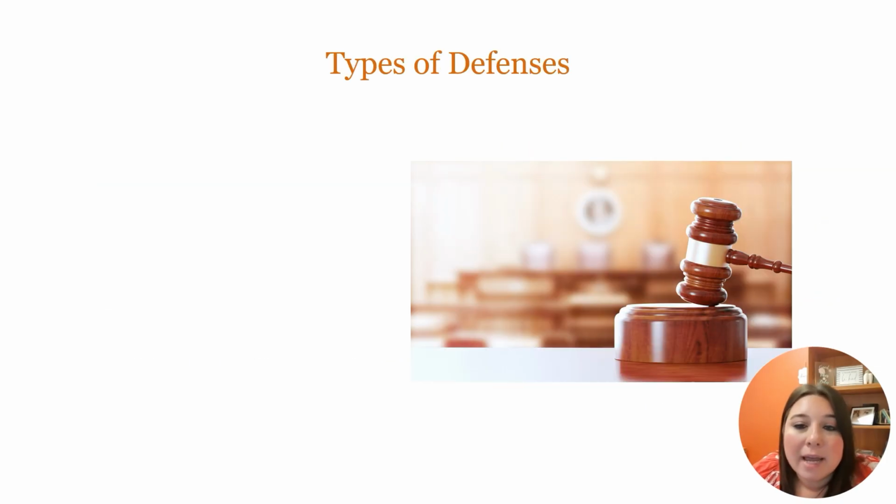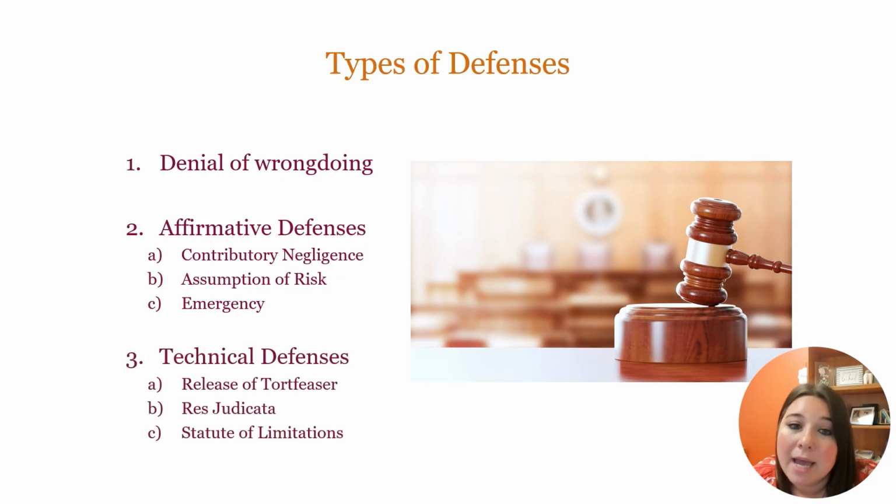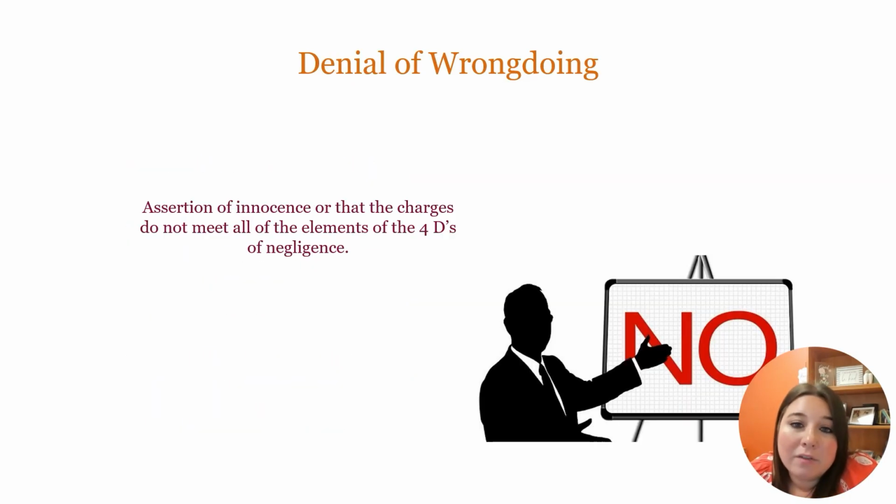So types of defenses when you're in a liability suit. 1, denial of wrongdoing. 2, affirmative defenses, which can be contributory negligence, assumption of risk, or emergency. And then there's also technical defenses such as release of tortfeasor, res judicata, and statute of limitations. We're going to get into these a lot more in depth in the upcoming slides. So denial of wrongdoing is first.